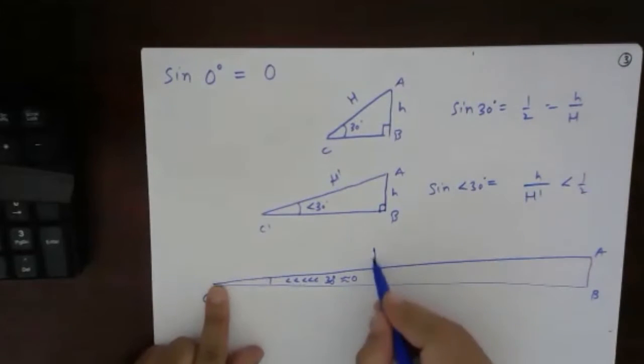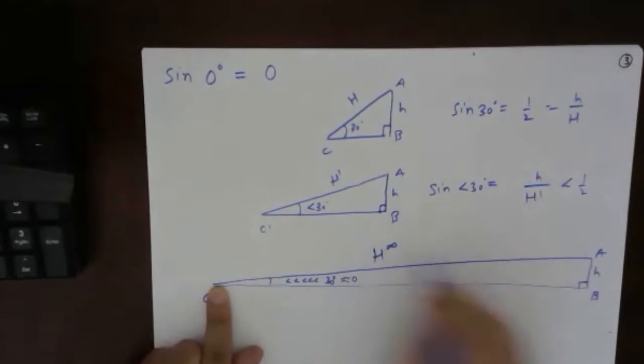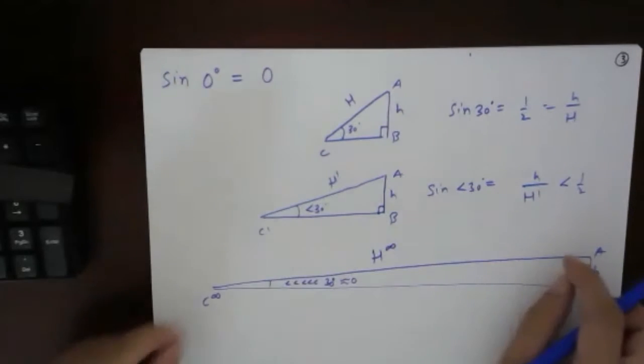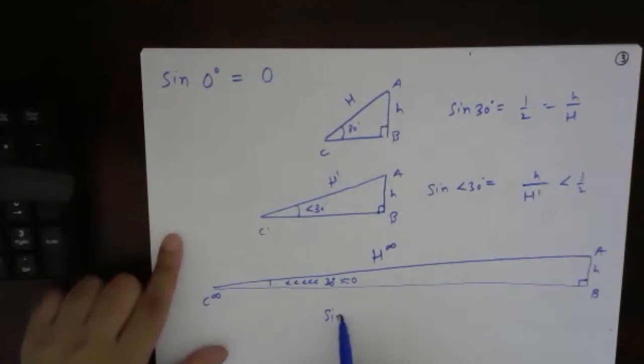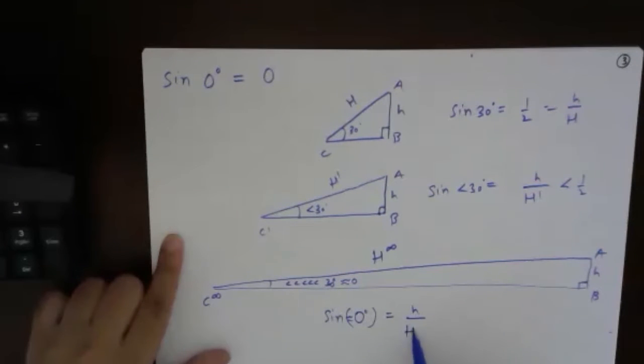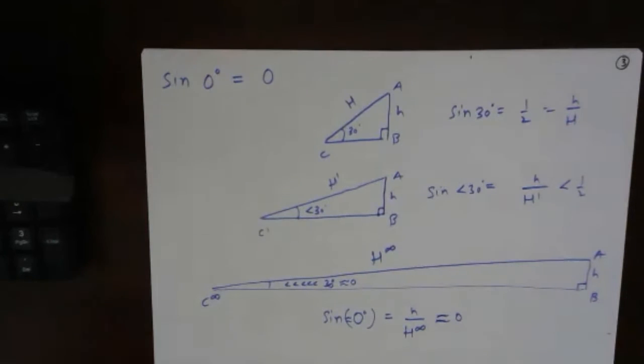Now this is H infinity, and the height we have kept the same. So H infinity is almost equal to infinity; it keeps on increasing and increasing. But the height is the same. So sine of almost 0 degree is nothing but h by H infinity. H by H infinity will become almost equal to 0. This everybody understood?